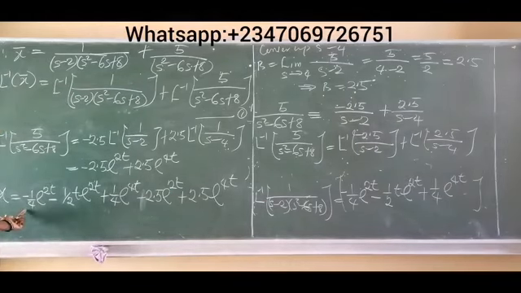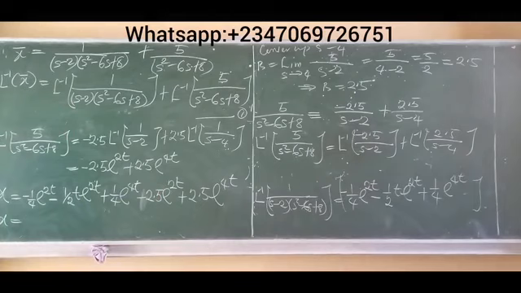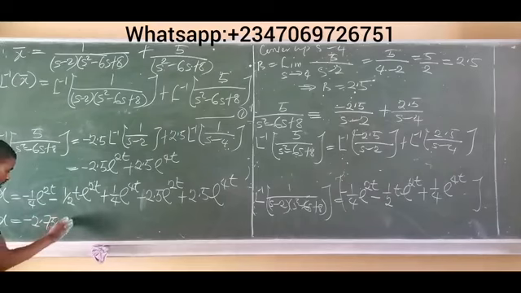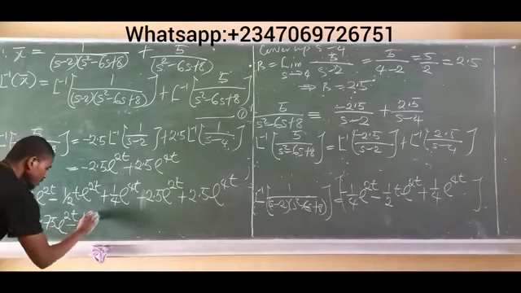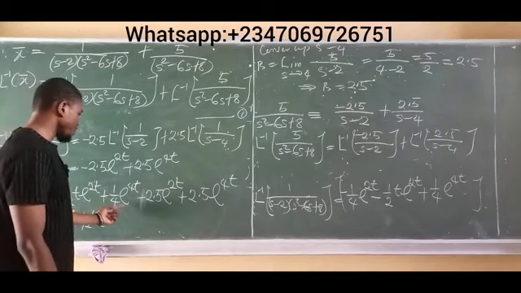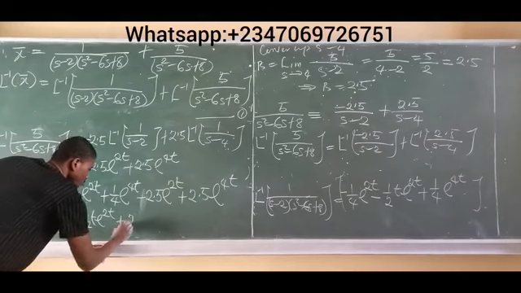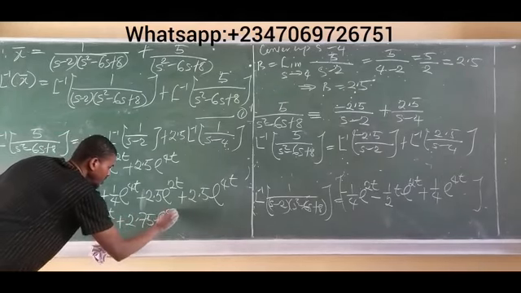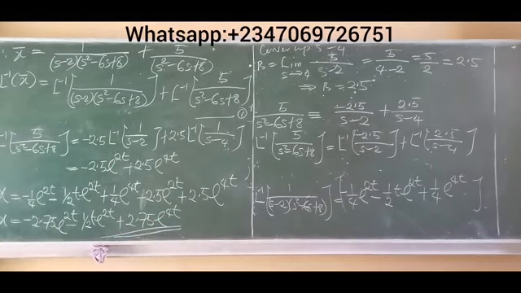All right, so I have minus 1 over 4 exponential 2t minus 2.5 exponential 2t. That will give us minus 2.75 exponential 2t, minus 1 all over 2 t exponential 2t. I have plus 1 over 4 exponential 4t plus 2.5 exponential 4t, which will also give us plus 2.75 exponential 4t. All right, so this becomes the solution of that second order differential equation.